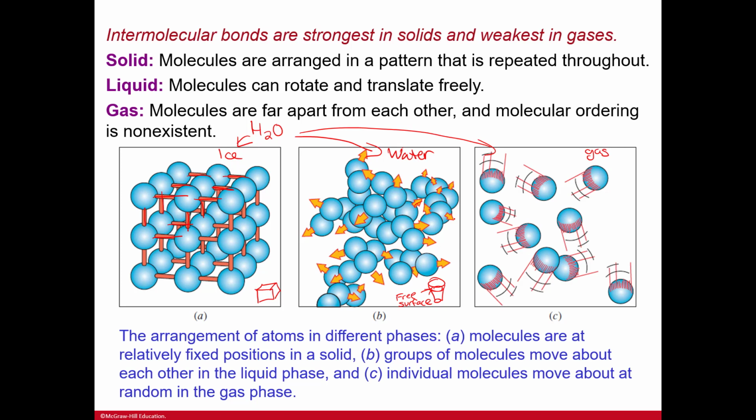And then in the liquid phase, molecules can rotate and translate freely. They can just move around. And then in the solid, they're very uniform. They're put together, okay?